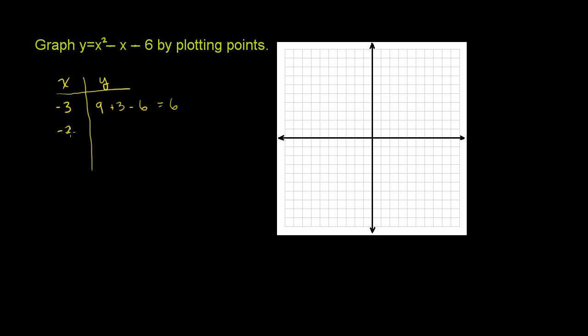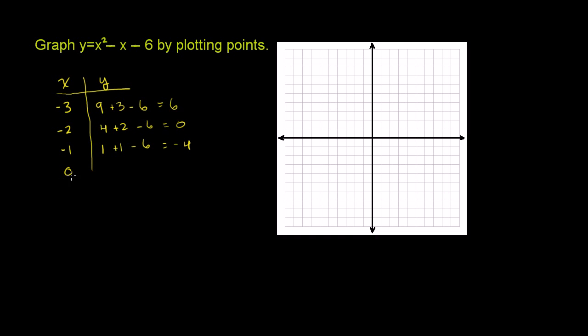So then we have -2. If x is equal to -2, then y is -2 squared, which is 4, minus -2. So that's plus 2, minus 6. So in that situation, we have 4 plus 2 minus 6. That's equal to 0. Then if x is equal to -1, we have -1 squared, which is positive 1, minus -1, which is another positive 1. Then we have minus 6. 2 minus 6 is equal to -4.